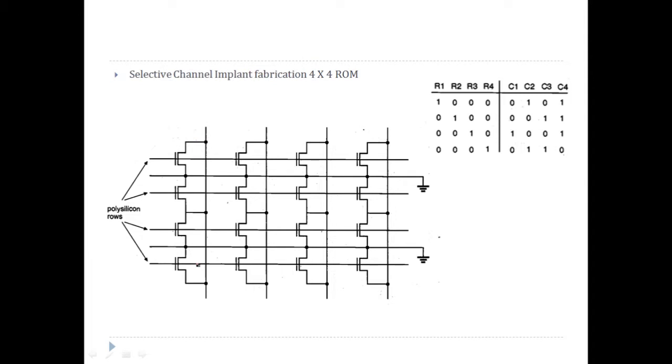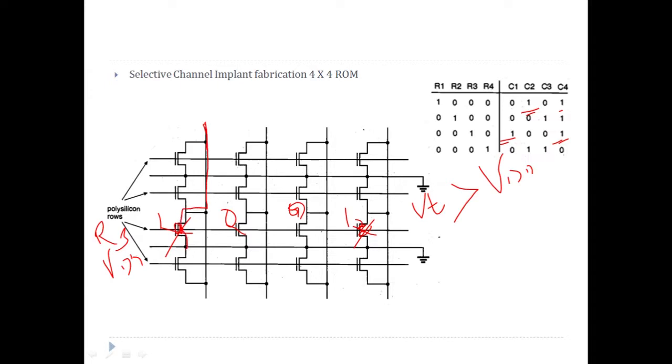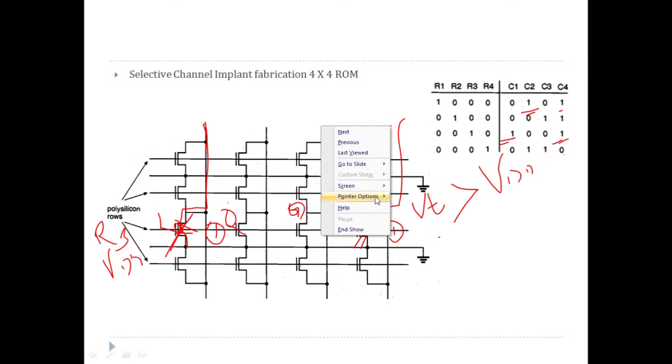Let me repeat: if I want to store 1, let's consider this R3. I'm supposed to store 1, 0, 0, 1. While fabricating, it will be fabricated uniformly. There will be drains connected, there will be sources connected. But then we will add channel implant to this location and this location, in such a way that the threshold voltage is greater than VDD. And what is the maximum voltage that comes at R3? Logic 1, that is VDD. So these transistors are never going to turn on. They will always be off, and if they are always off, they are as good as not connected there. That means when this row is activated, this column will never find a path to the ground. So it is not there, it is also not there. So it is as good as storing 1 over here.